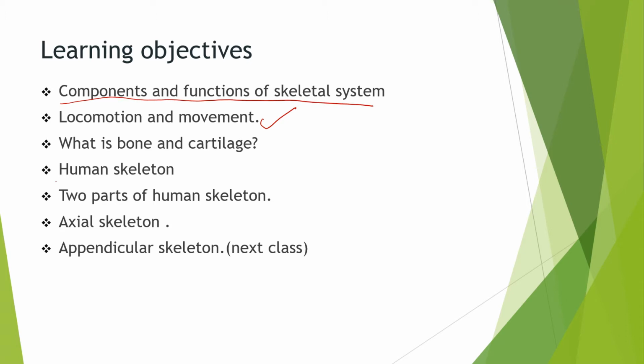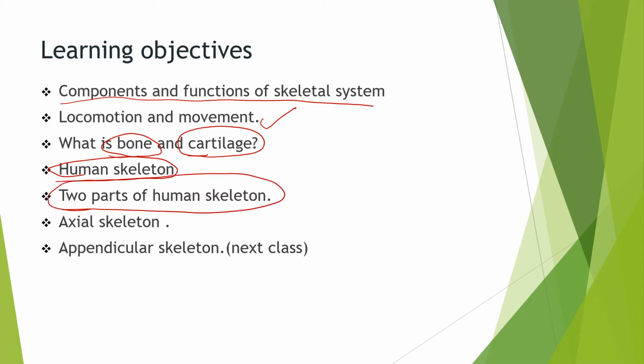We should know about the human skeleton and how it is formed. We all know that it is formed of bone and cartilage, so we should know what is bone as well as what is cartilage. We should discuss them in different points so that we know it in a detailed manner, and we should know the main parts of the human skeletal system. Today we will be able to discuss the axial skeletal system. The appendicular skeletal system we will do in the next video.